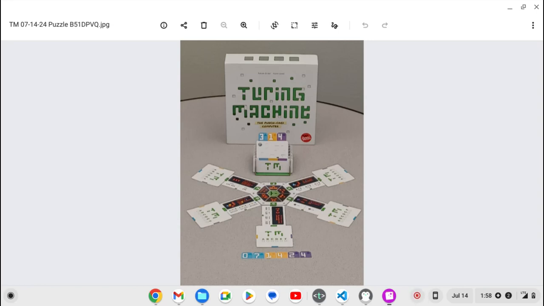Let's begin. Today's July 14th, 2024, and we're solving the Daily Turing Machine Puzzle. Today's puzzle uses 5 criteria cards and it's 5 verification cards. Let's go to turingmachine.info for the details.